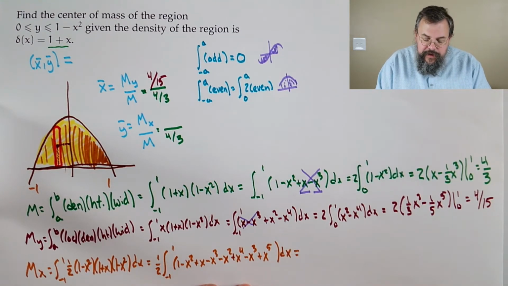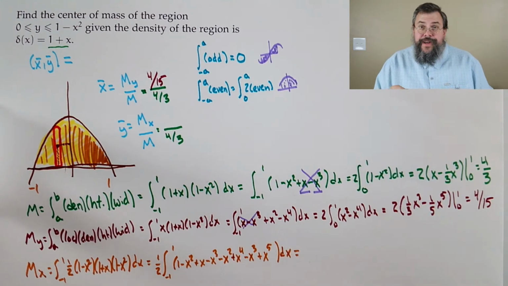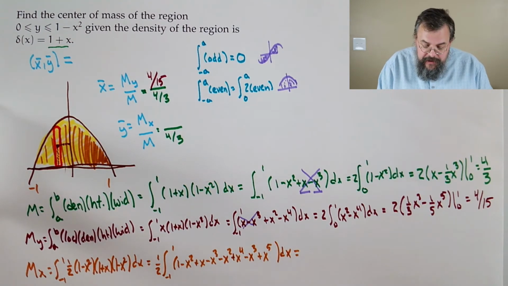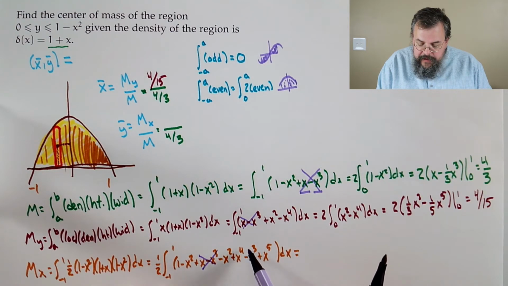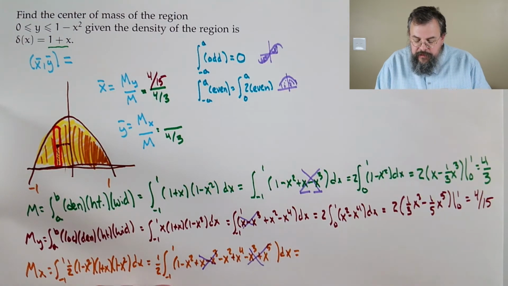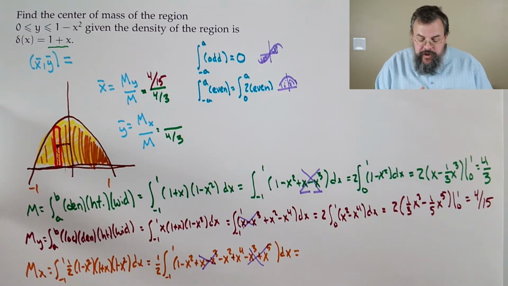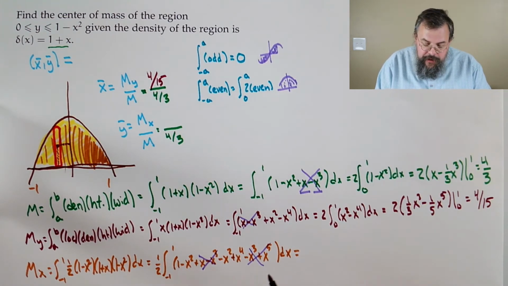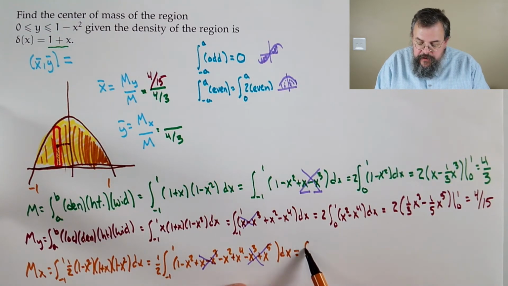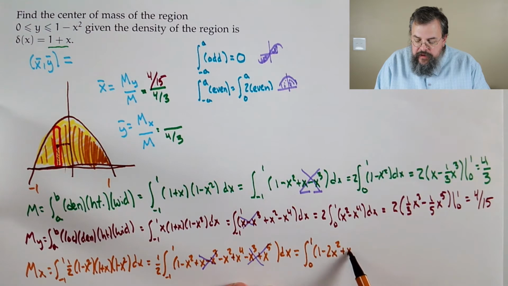So now we're going to use symmetry. Anything with an odd power gets knocked out. So x minus x cubed, and then our x cubed and x to the 5th. Those terms get knocked out. Okay, good. Now, double. Well, since we have a half and we double, that just gets us to 1 times, go from 0 to 1. And then you have 1 minus 2x squared plus x to the 4th.